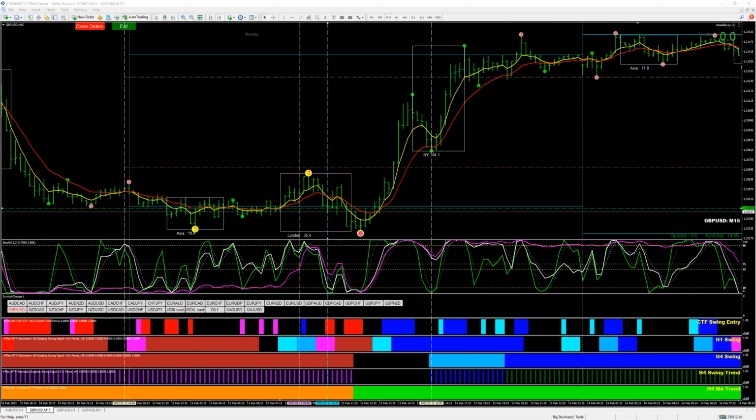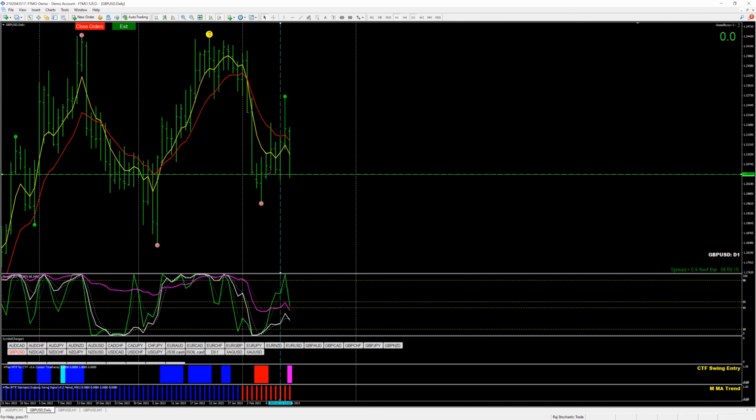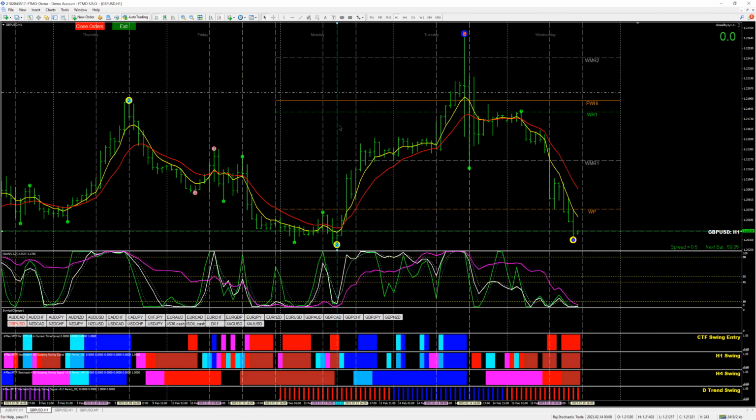13, 11 pips. Now I'm looking long, right? 4 hours turn long. Let's look at the H1. Excuse me, 4 hours turn long. What is the daily doing? Daily is still long. All right, we're still in the middle of a 2-ball retrace. So we are looking for longs.